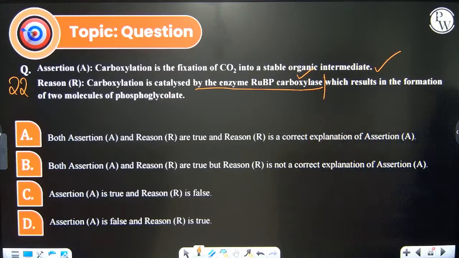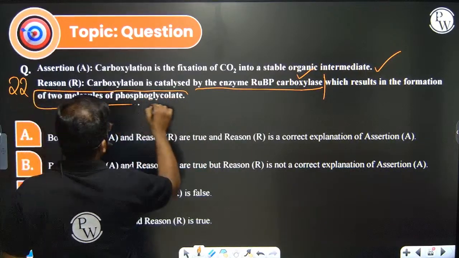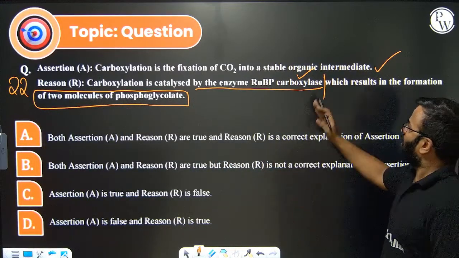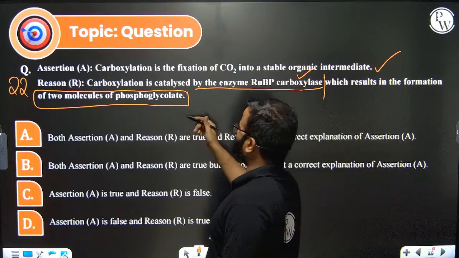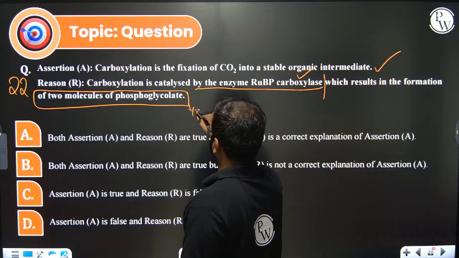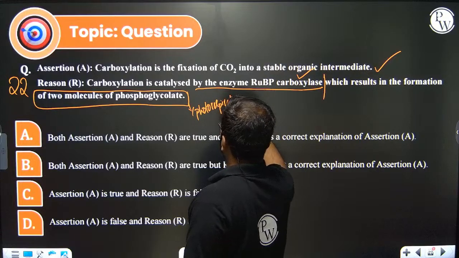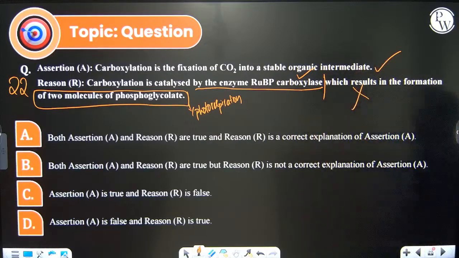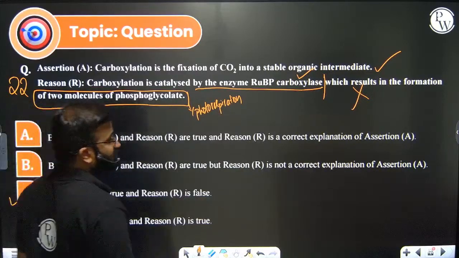Which results in the formation of 2-phosphoglycolate. So you need to read the entire statement properly. Until here it is right, but which results in the formation of 2 molecules of phosphoglycolate, then it is skipping into photorespiration. He's talking about carboxylation in the Calvin cycle, and then the second half of the statement goes into photorespiration, which is wrong or false as a statement. So what would be the answer? C would be our answer.